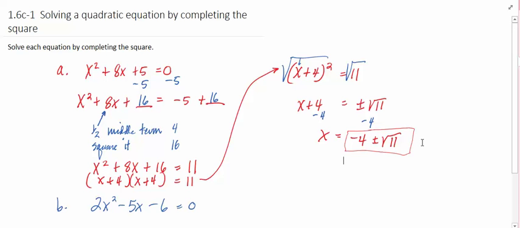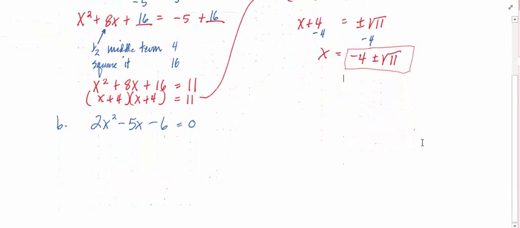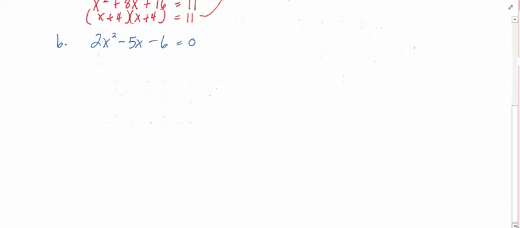So there are the two answers: negative 4 plus square root of 11, and negative 4 minus square root of 11. Let's take a look at one more example. On this one, we're going to clear the third position, but then we're going to notice something else about the equation, and that is that there's a leading coefficient that is different than 1. When I see this in front of the x squared, I know I need to eliminate it before I finish completing the square.